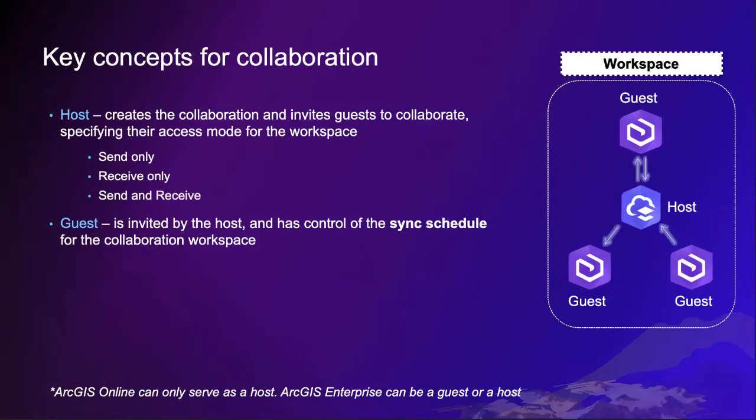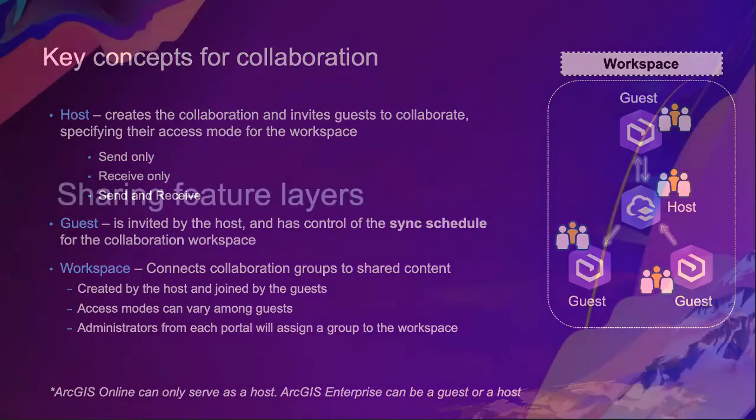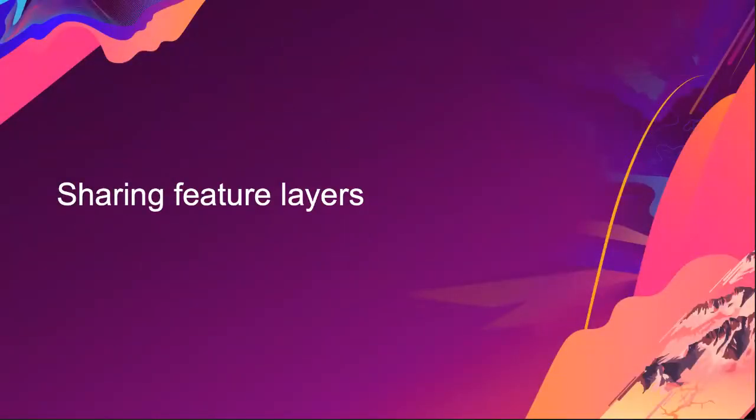Okay, so we talked about the key concepts. The host can send and receive only, send and receive, and so on. And the workspace connects all those in. So let's talk a little bit more about this overarching concept of what collaboration is, and about the data, mostly data sets and feature services, that we're sharing. How do we make this work in the most efficient way?